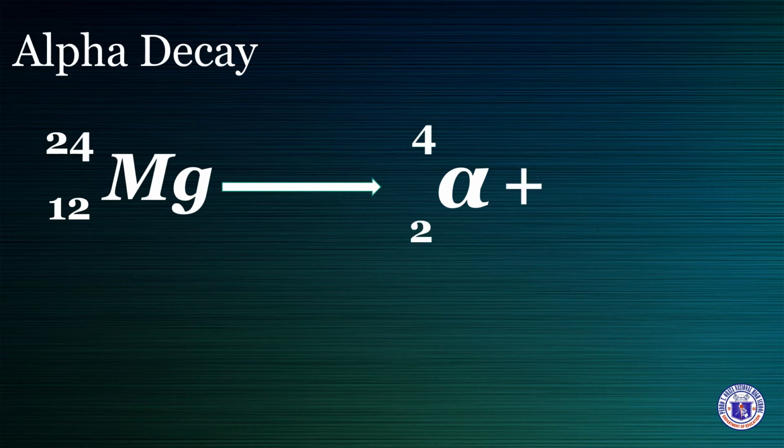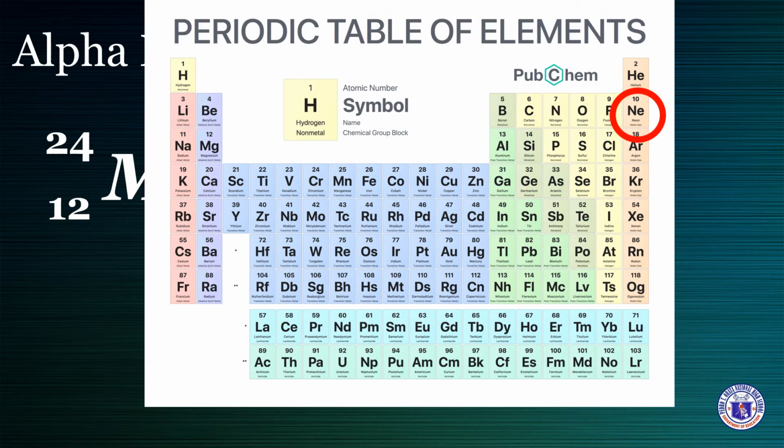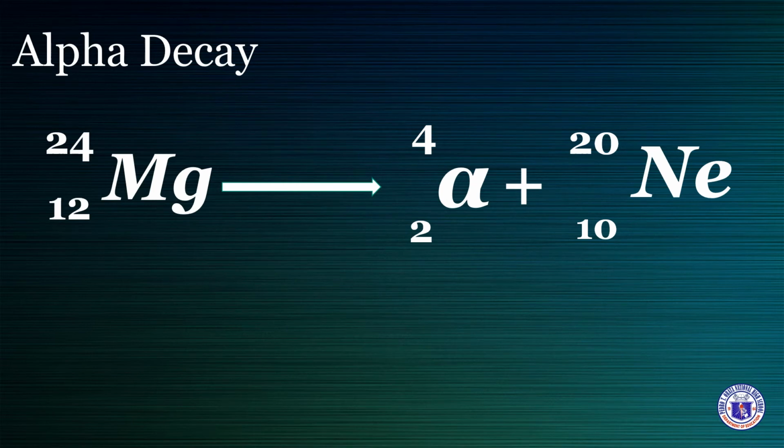Now both sides of the equation must be balanced. Magnesium has 24, less the mass of the alpha particle, that is 4, equals 20. And for the charge, 12 minus 2 is 10. Now if we look at the periodic table of elements, the element that has an atomic number of 10 is neon. Therefore, the new element that was formed during alpha decay is neon.